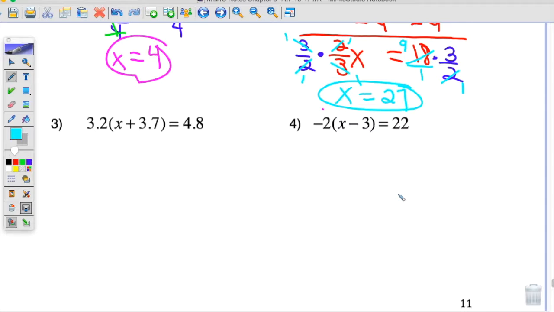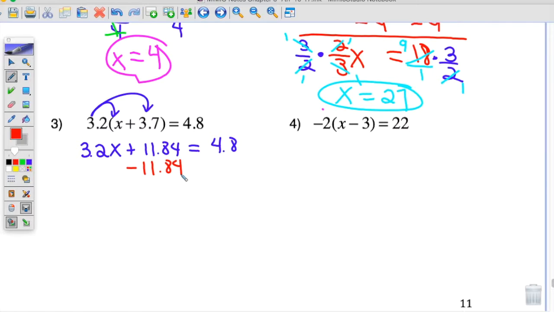Number 3, we have 3 and 2/10 times the sum of x plus 3 and 7/10 is equal to 4 and 8/10. You can use a calculator when you're dealing with your decimals. So we're going to distribute, and it's 3.2 times x, which is 3 and 2/10 x, plus, and when we distribute 3 and 2/10 times your 3 and 7/10, you get 11.84 is equal to 4.8. Next step, we want to undo the addition, so we're going to subtract 11 and 84/100ths from both sides. And we are going to add a 0 as a placeholder.